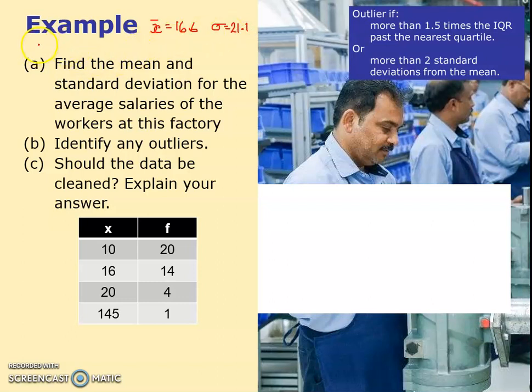Well, first of all, I've got to do 16.6 minus 2 times 21.1. Now I'm going to do it even though I know it's negative. That's how much these people are earning. So to be an outlier at the bottom end, you'd have to be earning negative money. So it's minus 25.6. So I would still show that. But if I do at the top end, 16.6 plus 2 times 21.1.